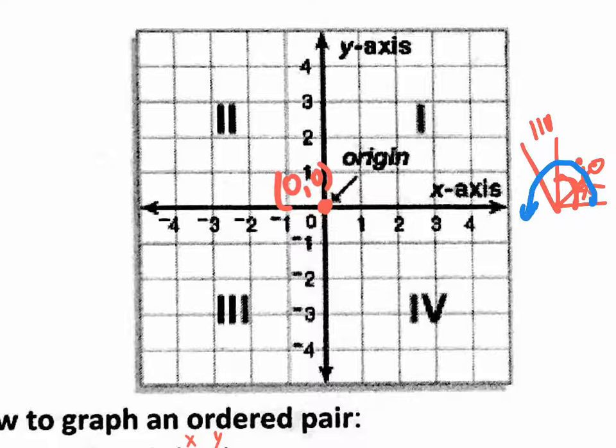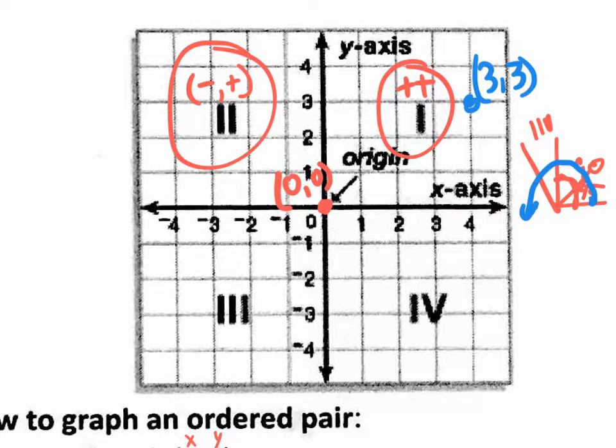Anyway, if we notice, any coordinate in quadrant 1 is going to be both positive x and positive y. So for example, this coordinate right here is 3, 3, positive 3, positive 3. Any coordinate up here will be positive, positive. So we could jot that down, positive, positive for quadrant 1. For quadrant 2, you're going to have a negative, comma, a positive. In order to get up here in this quadrant, it's going to be a negative value on the x and a positive value on the y. That's the only way you'll get to quadrant 2.